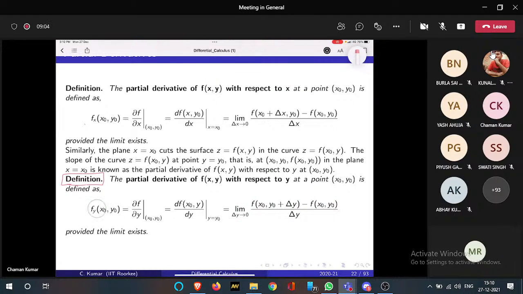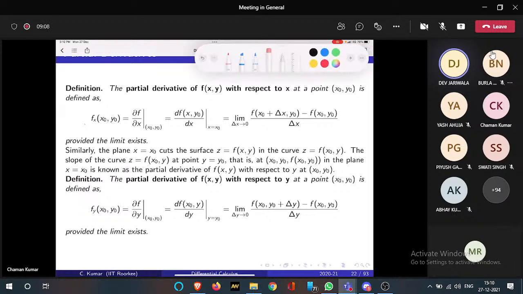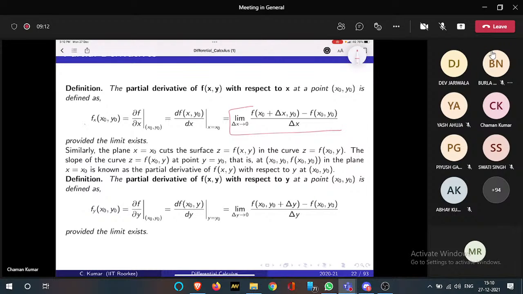Sir, provided the limit exists means this limit at x naught, y naught should be finite. If it is infinite, then the limit does not exist.